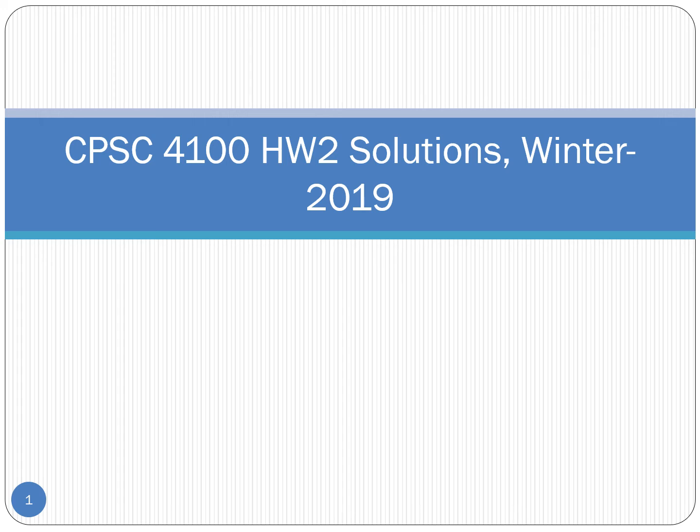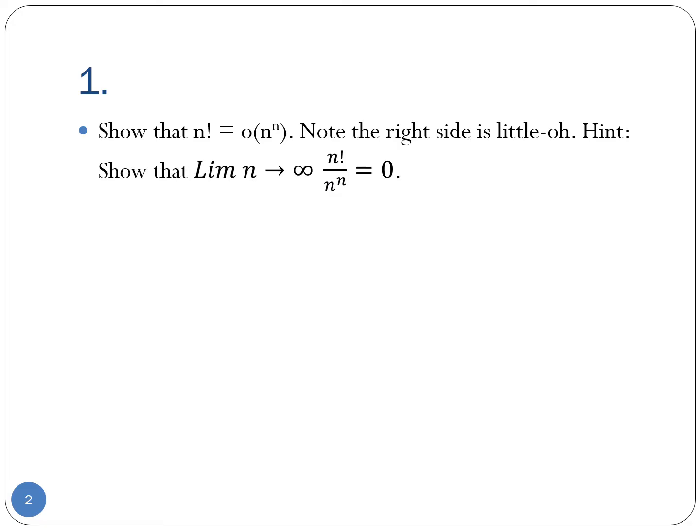In this video, we will walk through the solutions for the second homework assignment. The first question is asking us to show that n factorial is little o of n to the power n. By definition of little o, we essentially need to show that the limit as n tends to infinity of n factorial divided by n to the power n tends to 0. So let's try to prove that.